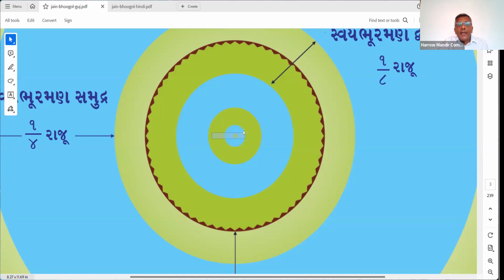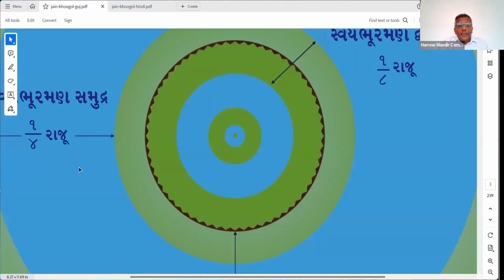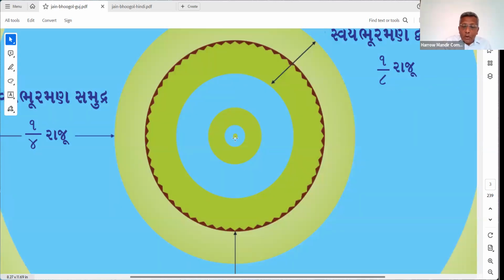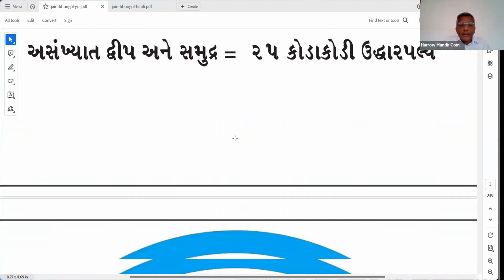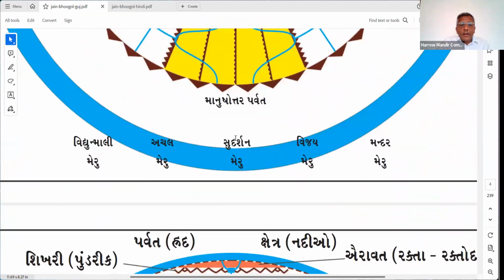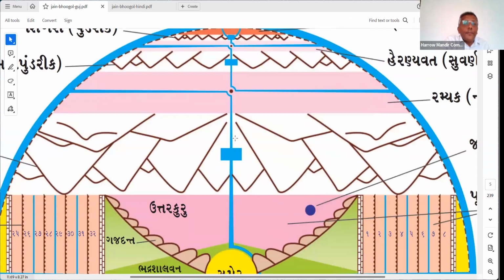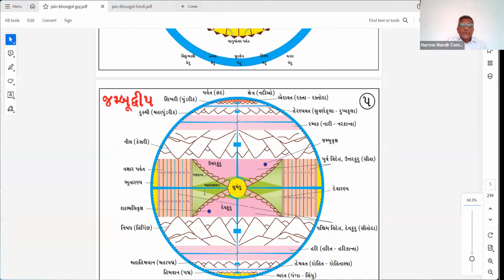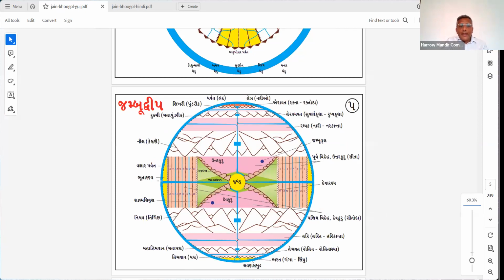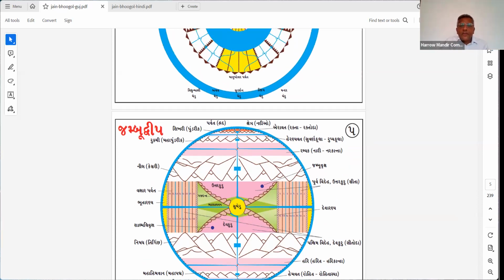That's the diameter, okay? So the diameter for Jambudweep, if we go back to the Jambudweep chart, running from here to here, is 100,000 yojans, yes? So what is the radius for Jambudweep, Javish? 50,000 yojans. 50,000, very good. It's very easy maths.